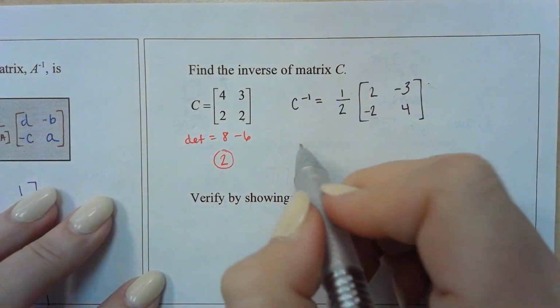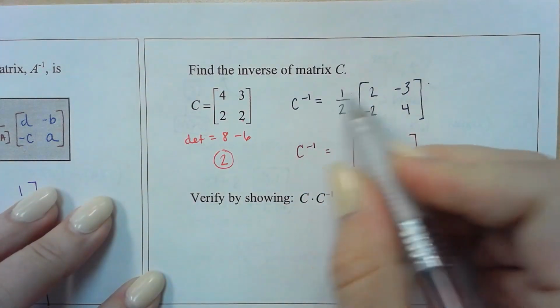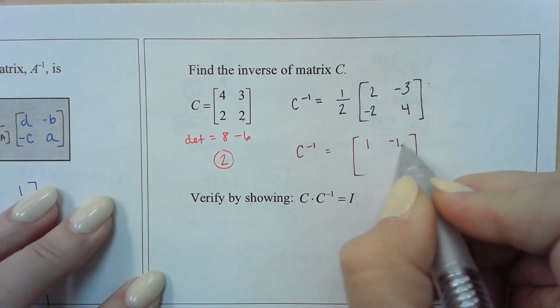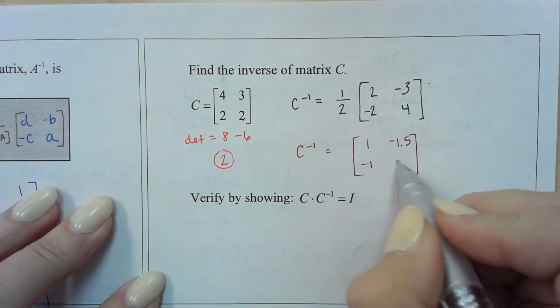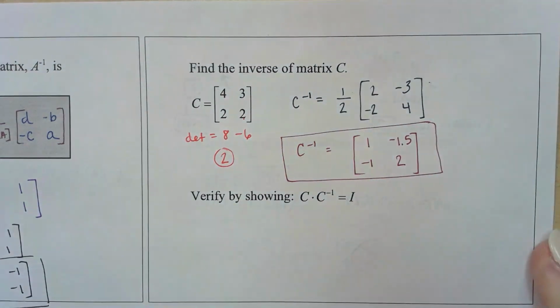Great. Which means when I perform the scalar multiplication, 1/2 of 2 is 1. I get a -3/2 or -1.5. I get a -1 and I get a +2. There's my inverse.